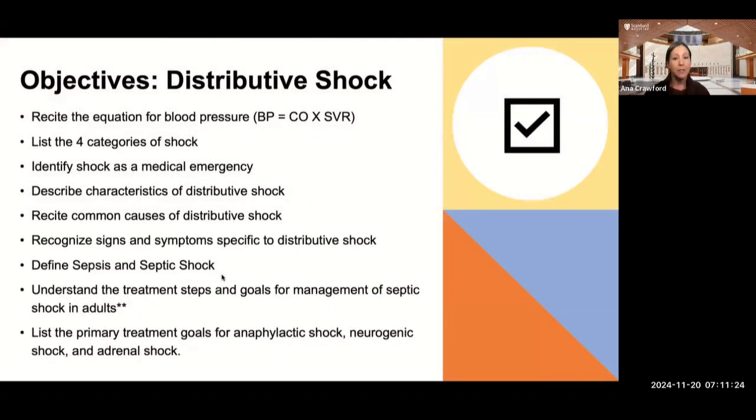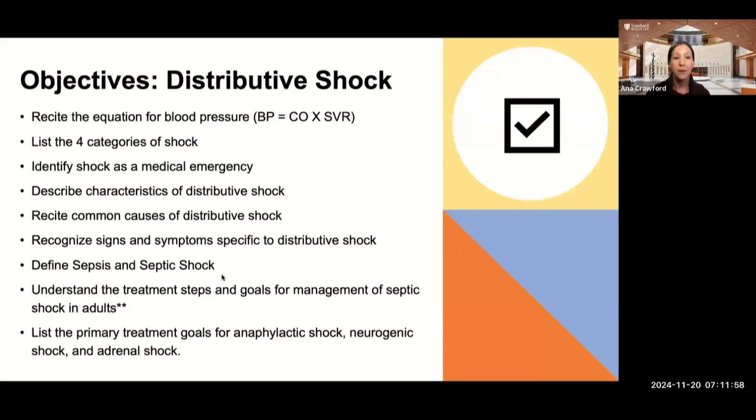Through this case-based discussion on distributive shock, we hope to achieve the following objectives. You should be able to recite the equation for blood pressure. Blood pressure is equal to the cardiac output times the systemic vascular resistance. You should be able to list the 4 categories of shock. Today, we're talking about distributive shock. We'll also talk about hypovolemic shock, cardiogenic shock, and obstructive forms of shock. We should be able to identify shock as a medical emergency, a life-threatening emergency for patients.